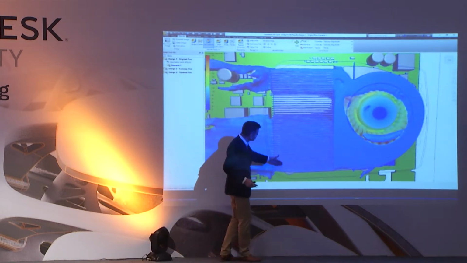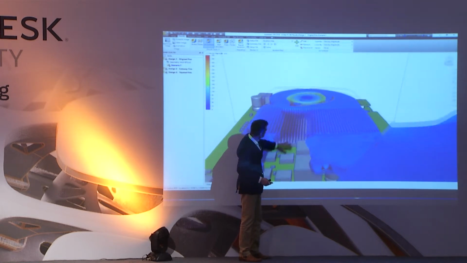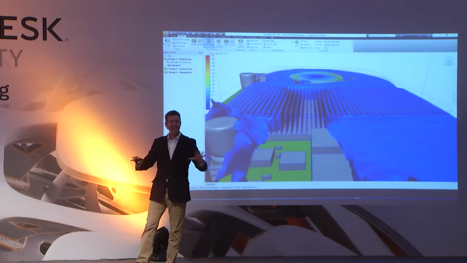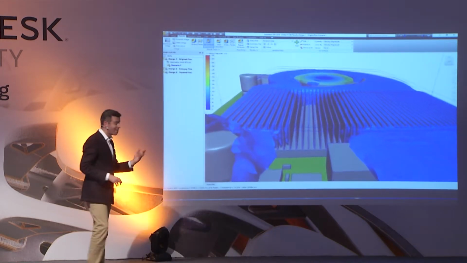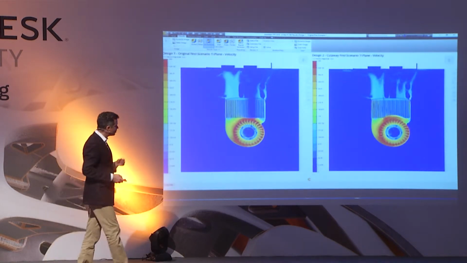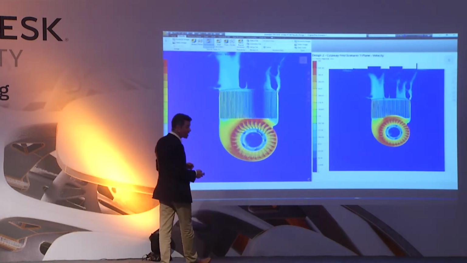So the airflow here is all traveling at the same speed, but there's a gap in the middle, and that's indicating it's stagnant. It's a dead zone where there's no airflow. That's the reason why we have the high temperatures. So we're getting information that we wouldn't get from a physical test alone.